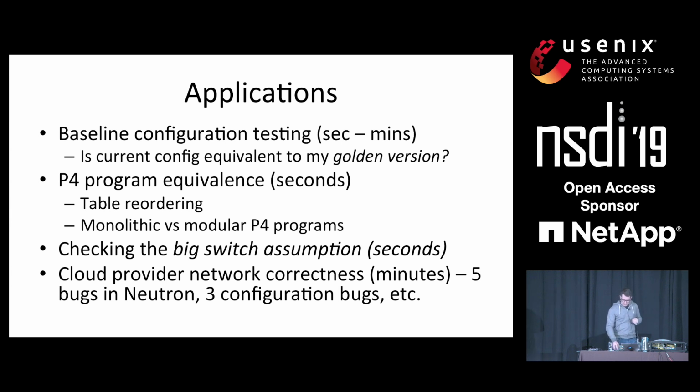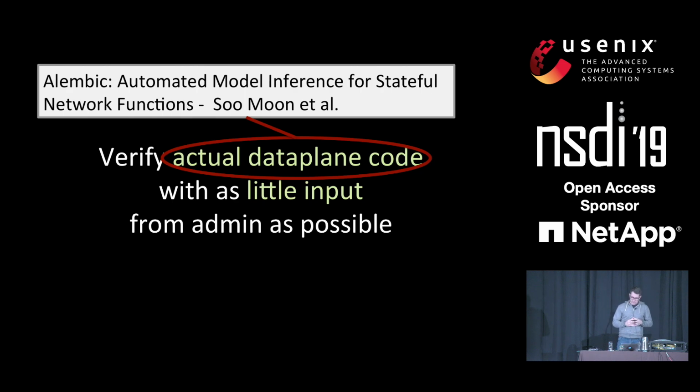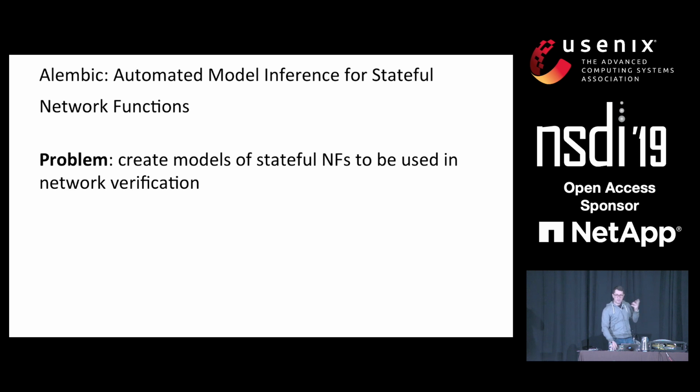All right, so the second paper does not look at policy. It looks at this very tough problem of verifying middle boxes written in C or in any other Turing-complete programming language. And it looks at middle boxes that keep per flow state, right? So as I mentioned earlier, currently we don't have a good solution in generating models for these middle boxes. And the paper is called Alembic.